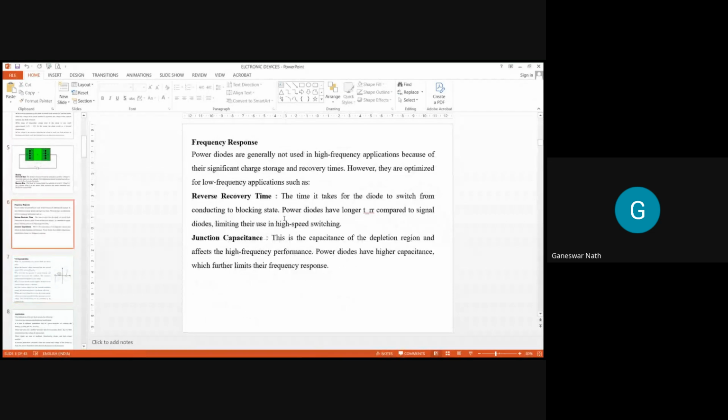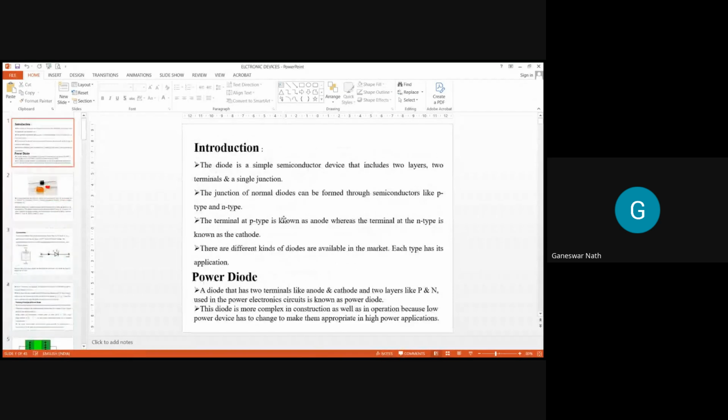So let me come to the power diode. All of you know the diode is a simple semiconductor device which has two layers, two terminals and a single junction. This is the basic fundamental of a diode. The junction of normal diodes is formed through P-type and N-type semiconductors. The terminal at the P-type is known as the anode, whereas the terminal at the N-type is known as the cathode.